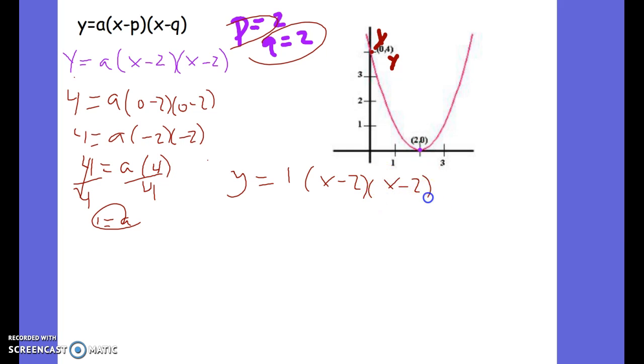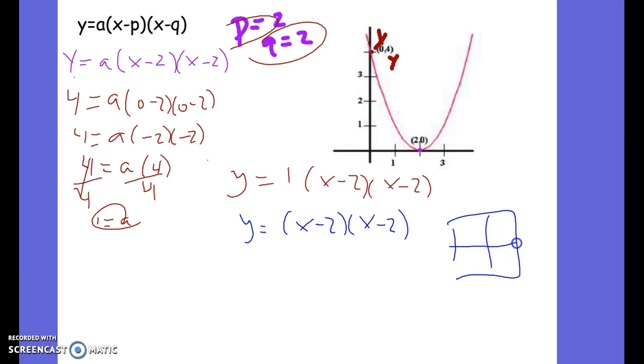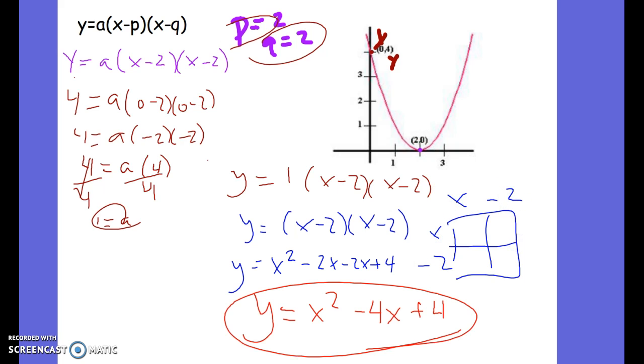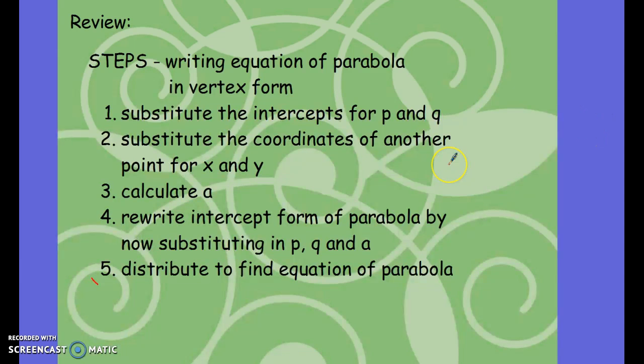Well, if you think about it, if we are multiplying by 1, does that really change anything? It doesn't. So all we really have to do is take x minus 2 and multiply it by x minus 2. Again, you can use the box or your distribution. I'm going to give you a minute to multiply this out, and then you can check your answer in the video. After multiplying, you should get y equals x squared minus 4x plus 4.